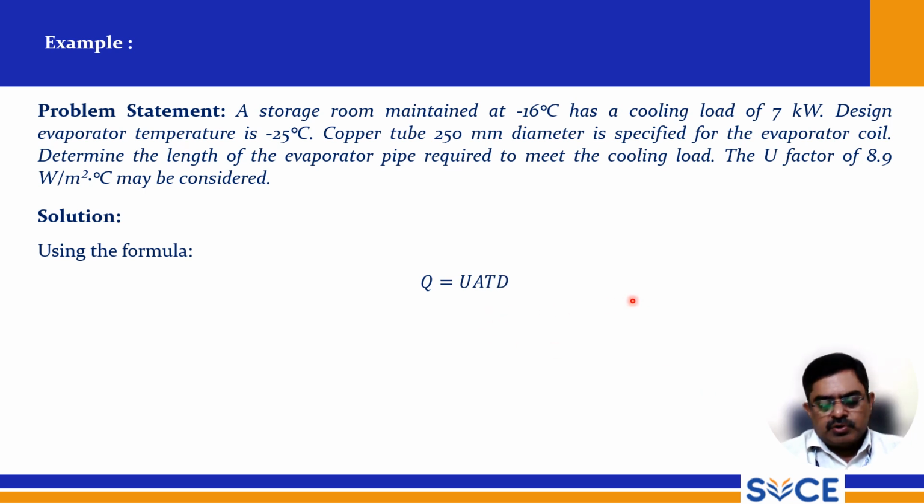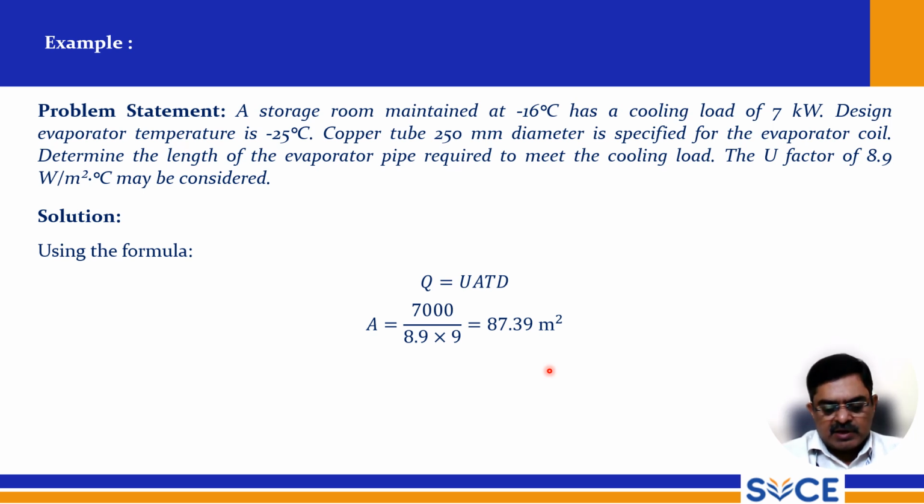So Q equal to U A TD. So now A can be calculated by substituting these values. We know that A equal to Q by U TD. Q is given, that is 7 kilowatt, so we are converting into watts. So 7000 divided by 8.9, U is 8.9, and TD is 9, which is given, and that equals 87.39 meter square. So this is the area.